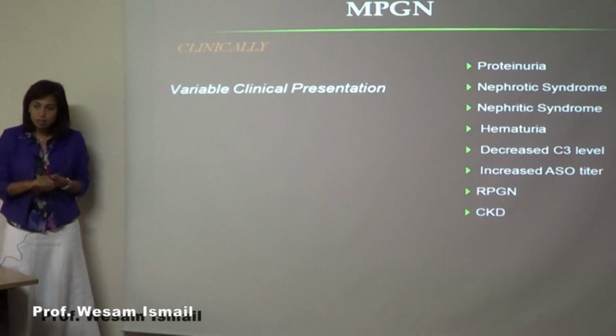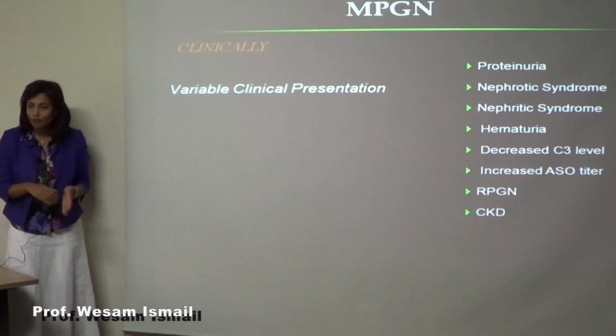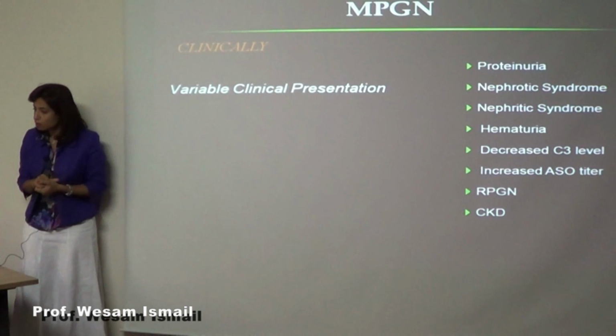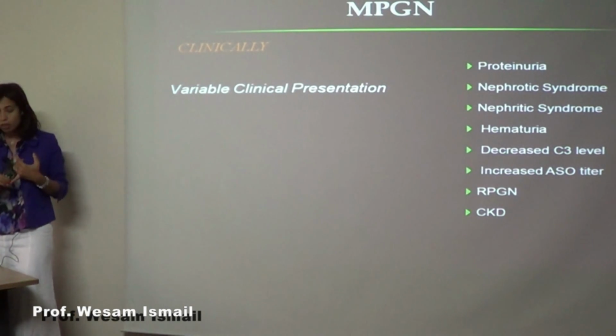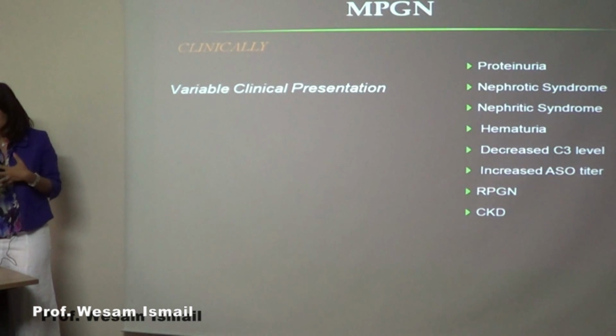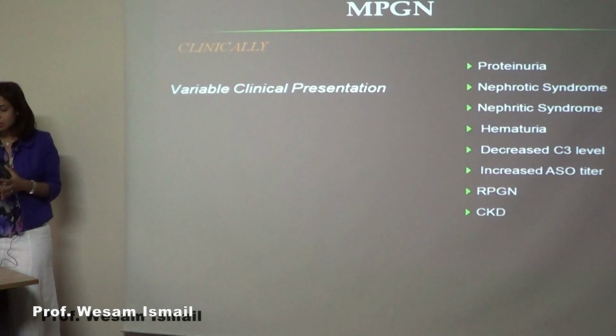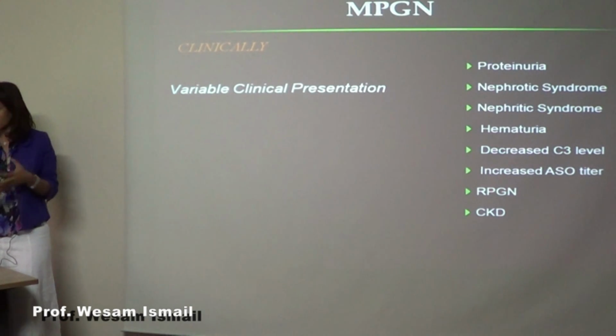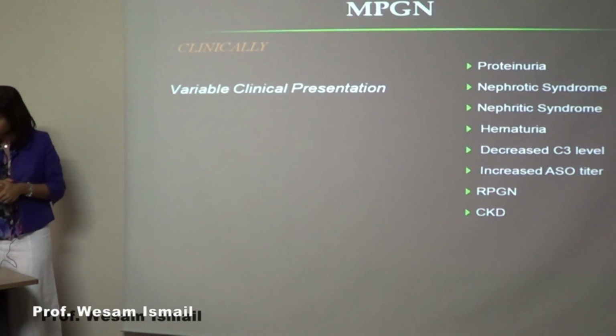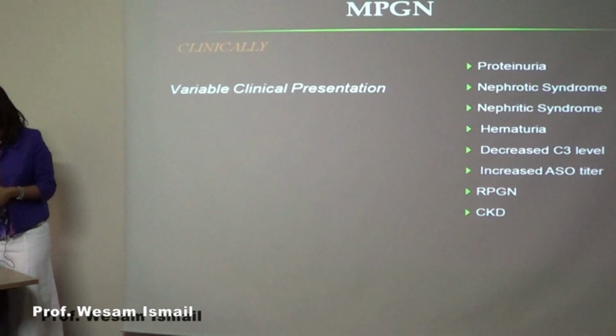Clinically, this disease presents with the whole nephrology textbook. It has a very variable clinical presentation. Patients can come with non-nephrotic proteinuria, with a nephrotic syndrome, with a full-blown nephritic syndrome, or with something in between, nephrotic-nephritic. They can present with hematuria. They usually have decreased complement levels. They can have an increased ASO titer. They can present with acute renal failure, a rapidly progressive presentation, or with chronic kidney disease. And at the end, the histology could be a membrane-proliferative glomerulonephritis.